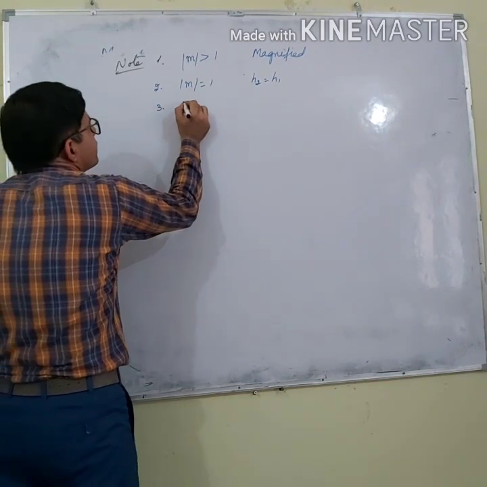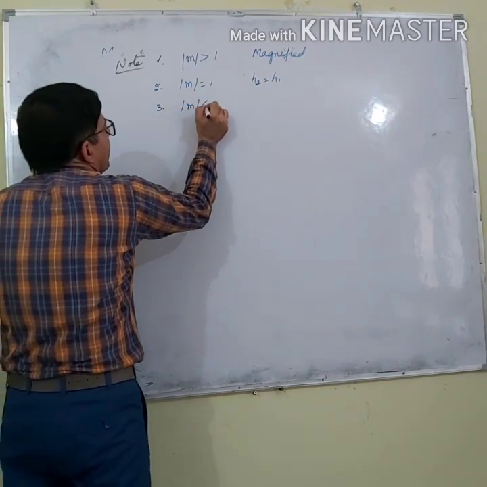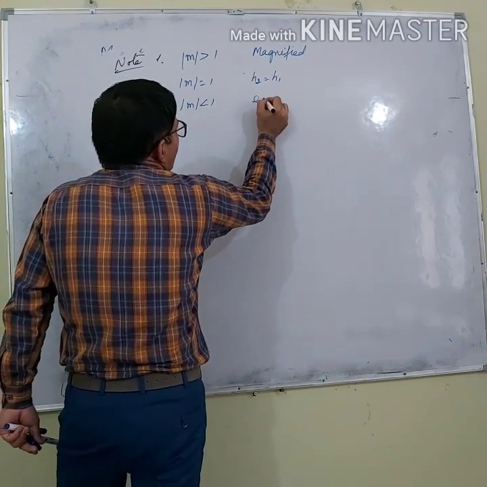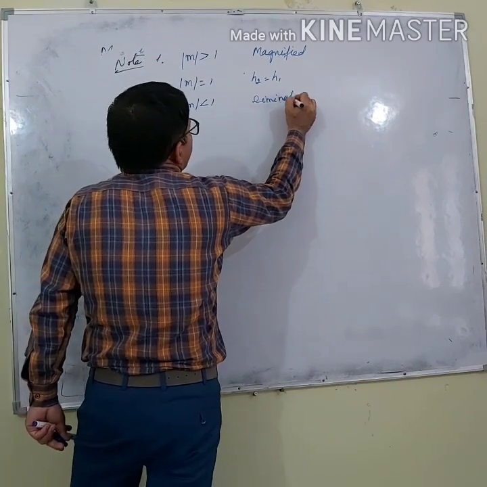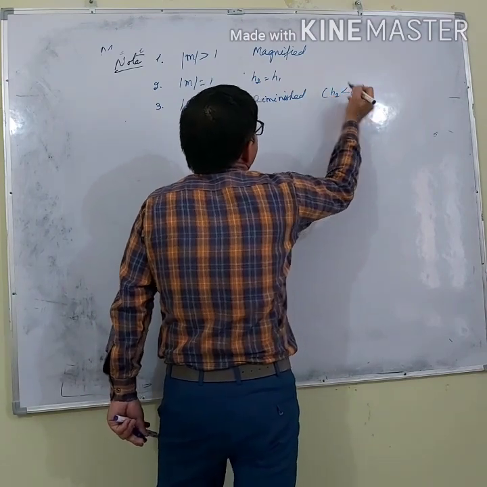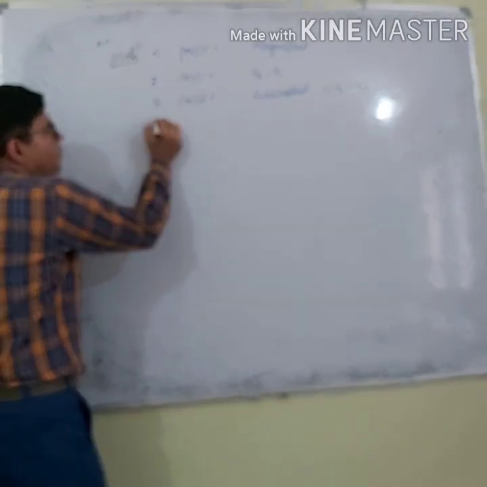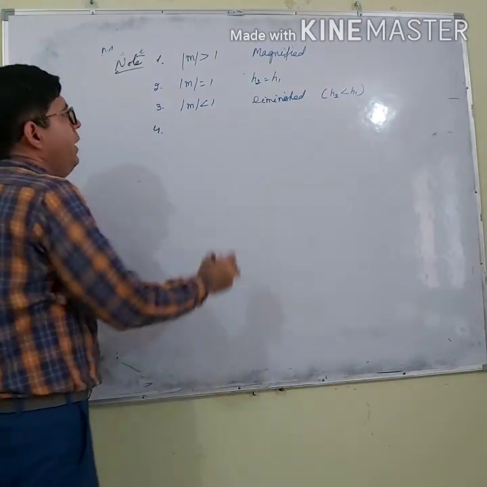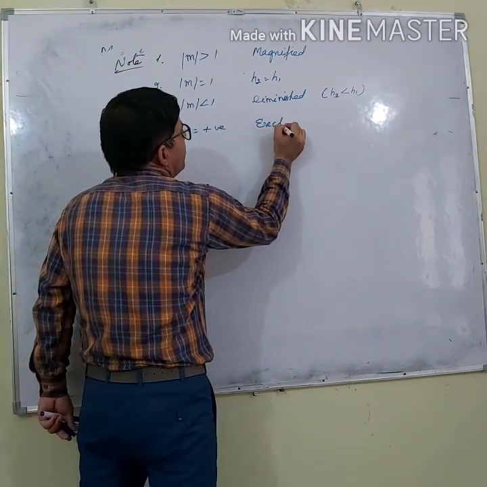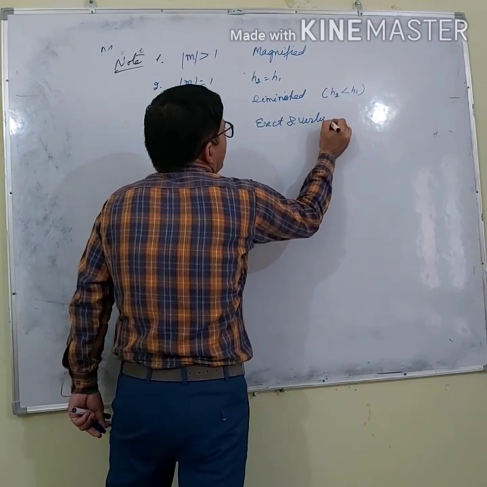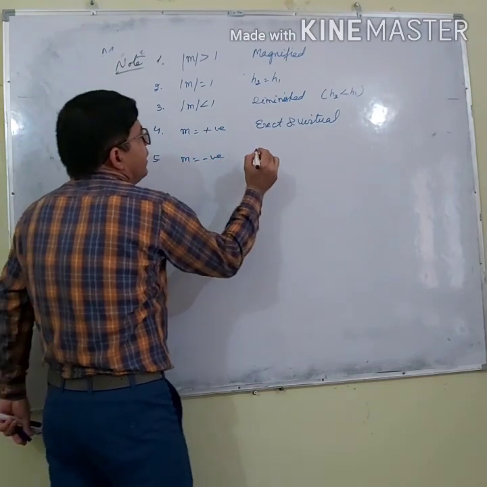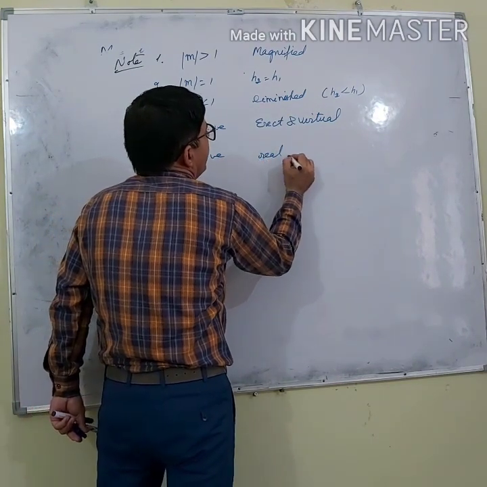Third point: if the magnification magnitude is less than 1, what does it mean? It means the image formed is diminished. Why diminished? Because it represents H2 less than H1. Fourth point: if magnification is positive, it means the image formed is erect and virtual. Fifth one: if magnification is negative, the image formed is real and inverted.